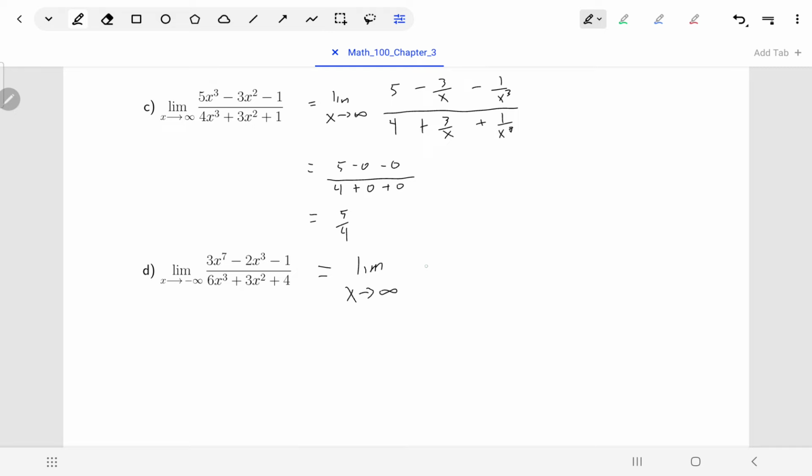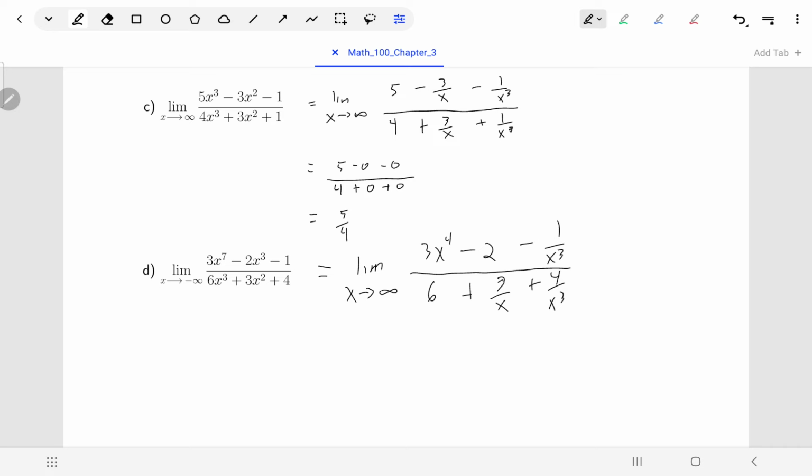So instead what I'm going to do is divide everybody by the largest power of x that I have on the bottom. I'm going to divide everybody by x cubed. So when I divide the bottom by x cubed, I'll have 6 plus 3 over x plus 4 over x cubed. And for the top, 3x to the 7 divided by x cubed is 3x to the 4, minus 2x cubed over x cubed, which is 2, minus 1 over x cubed.